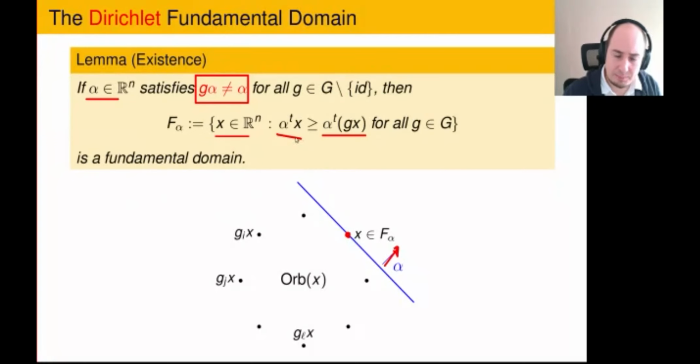One big disadvantage of this construction is that you need to add one inequality for each element in your group. Now, if your group of symmetries is very large, of exponential size, for example, then you will have a fundamental domain with exponentially many inequalities, and things are even worse than that, because you cannot even separate them, as I will mention later. So this Dirichlet fundamental domain does the job in some way, but it has this big drawback that it's hard to handle.